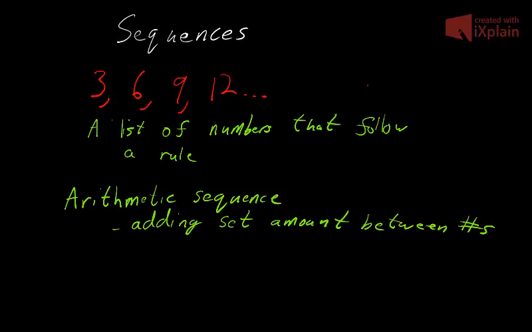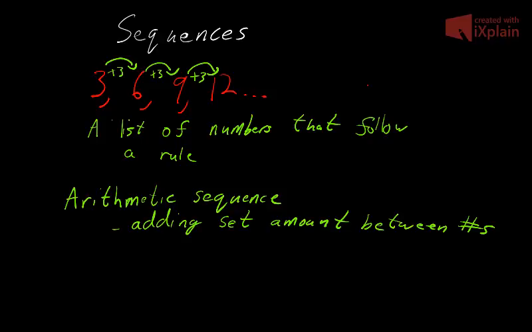So if we look up at our example, every time I go from one term to the next, we're going to add the exact same amount. 3 plus 3 is 6, 6 plus 3 is 9, and 9 plus 3 is going to be 12. So we know that this right here is not only a sequence, but is an arithmetic sequence because we add a set amount or the same amount between numbers. And we will keep on going here.